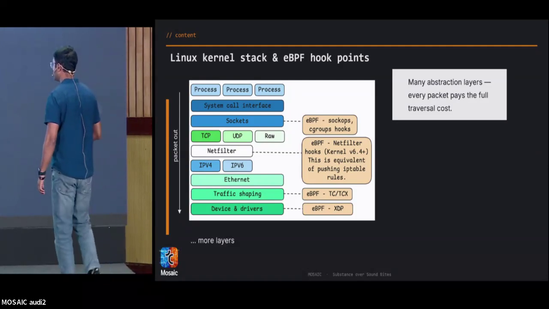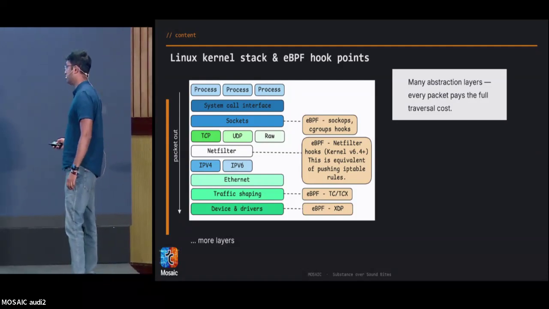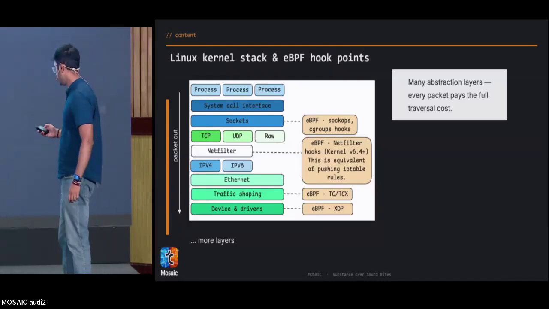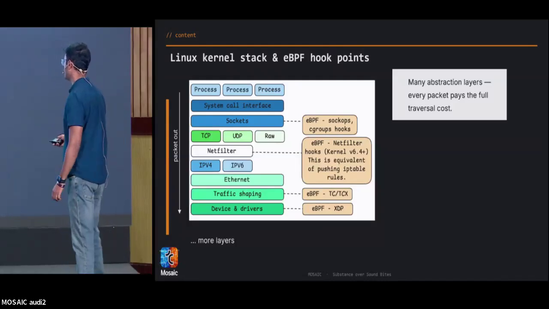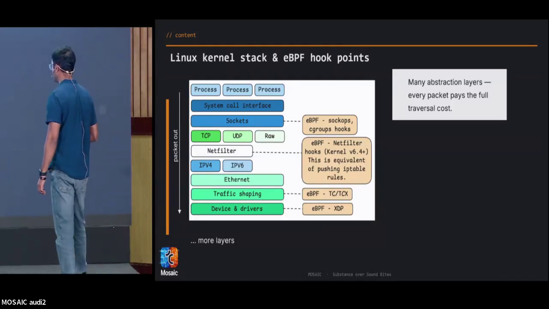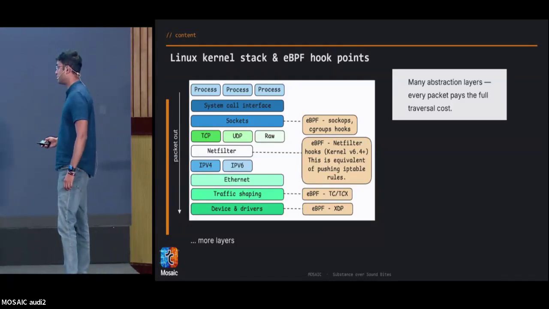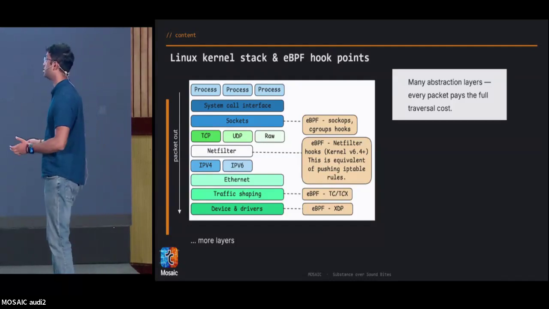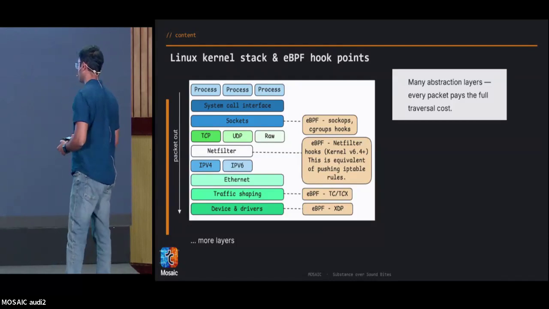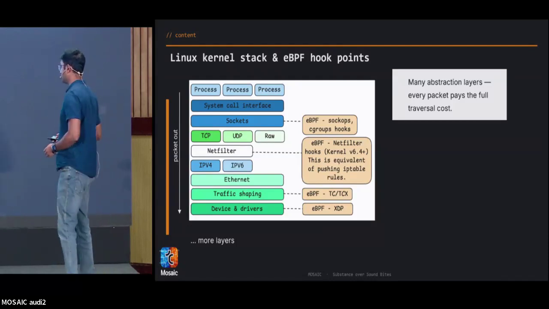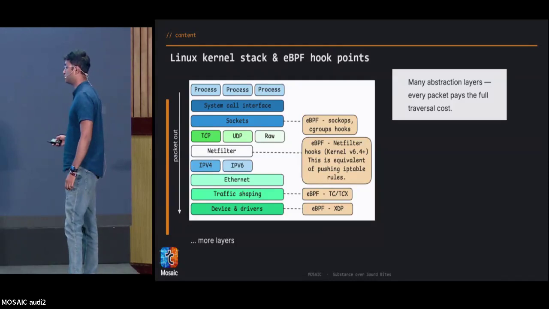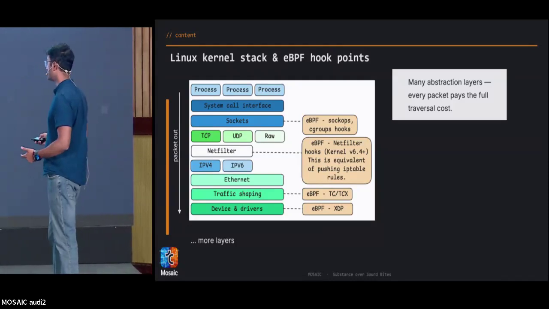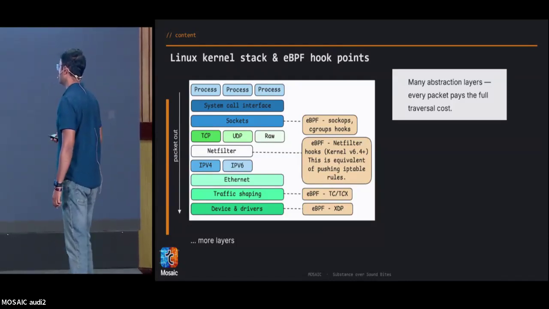Then we evaluated eBPF at TC, or traffic control, where TCX is the newer version of TC. Here we could manipulate packets coming in and going out, and we had sufficient information about how we wanted to manipulate them. This layer also provides all the sufficient data structures to manipulate as well as observe what is happening. So this was our first candidate.